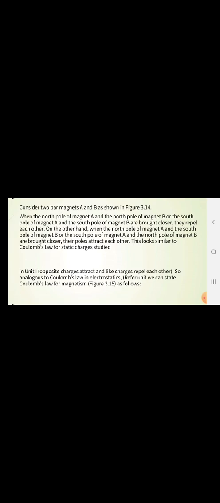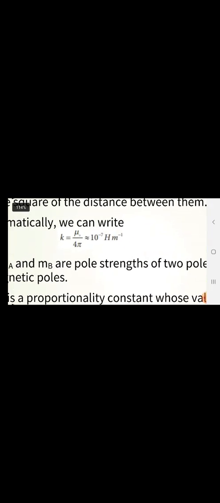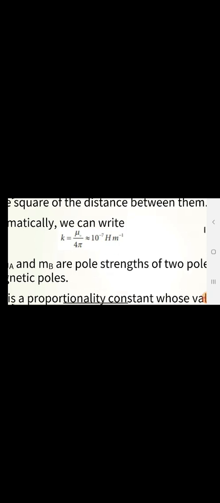So here, opposite poles attract each other, and same poles, like poles repel each other; unlike poles attract each other, like poles repel each other. That is what the concept says, right.